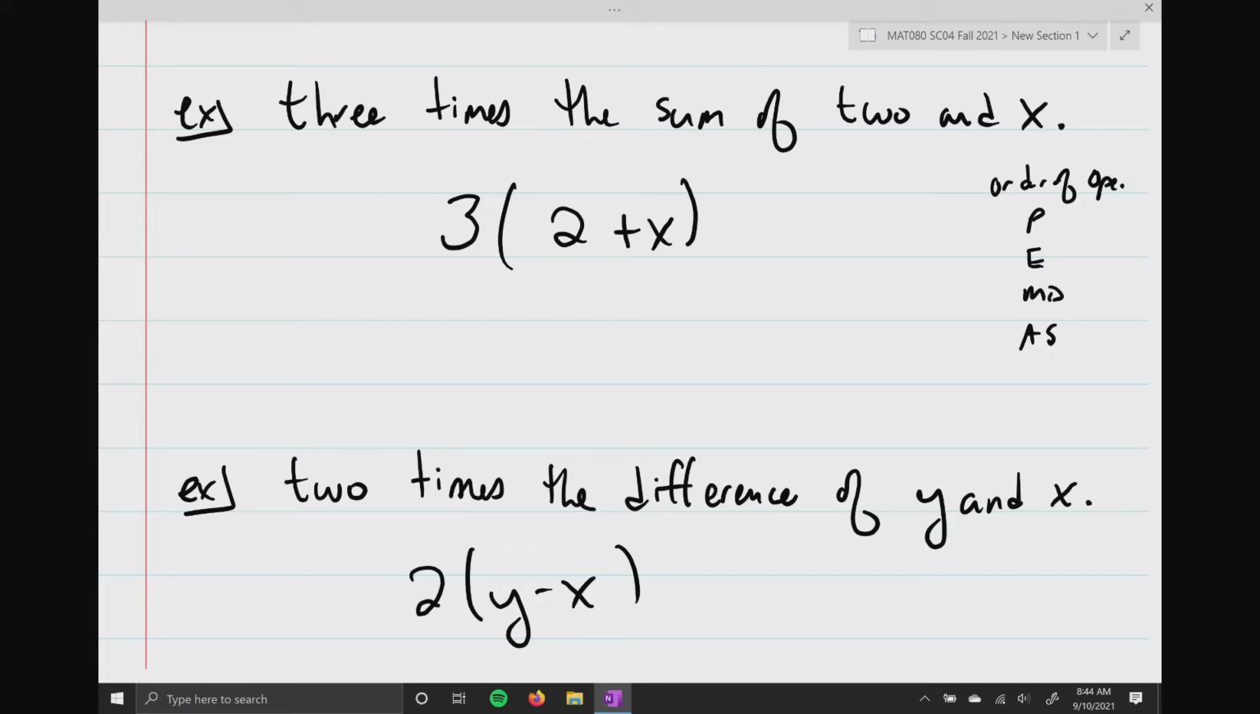Sometimes you need to do math out loud. Don't think about it in your head. Talk out loud when you read the problem. It makes more sense that way.